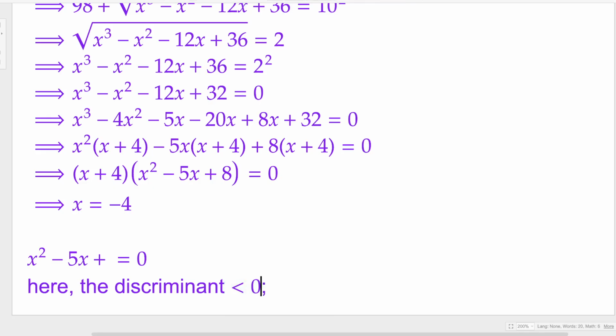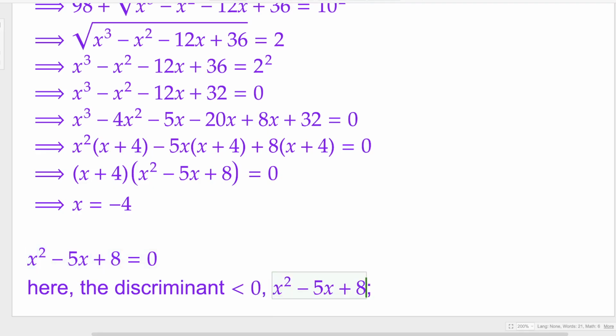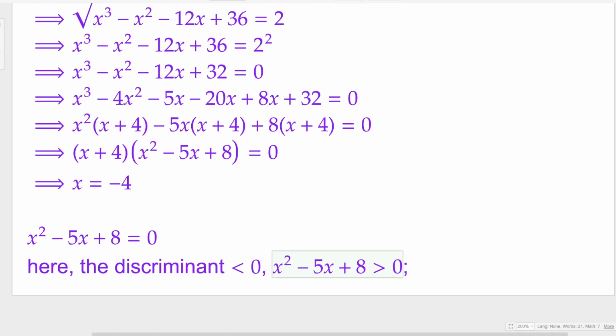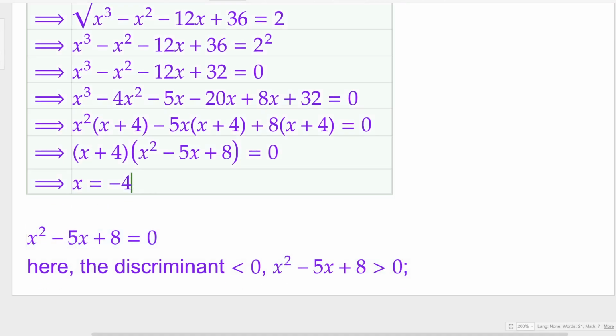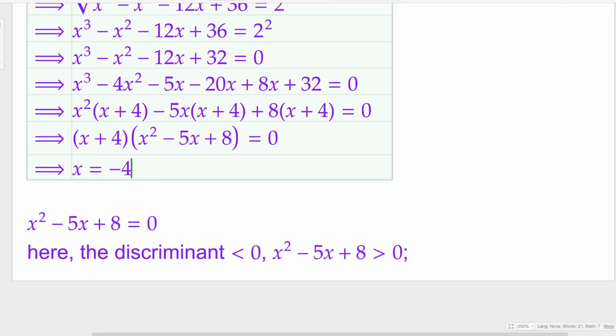And whenever the discriminant of a quadratic expression, here x squared minus 5x plus 8, is negative, we can clearly observe that any real value of x you plug into this quadratic expression, it will always be greater than 0. So for this one we can say that we cannot have any real solution. Therefore for x, negative 4 is the only acceptable solution.